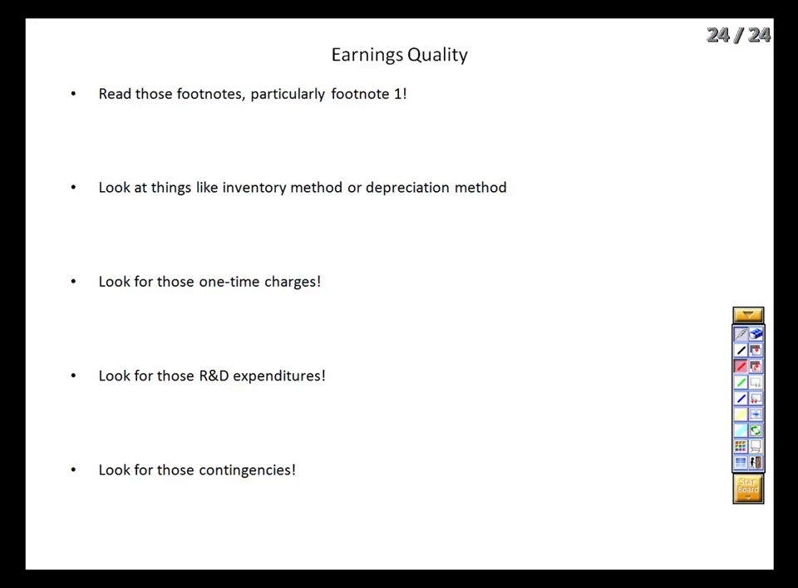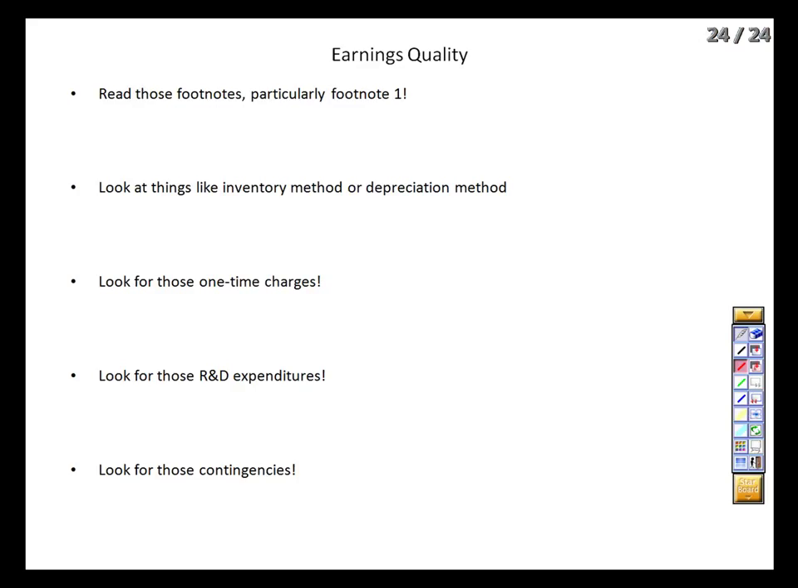Lastly, look for those contingencies. What do you think BP's contingencies section looked like after the Gulf oil spill? And what about Toyota's contingencies section after that faulty acceleration thing on all those cars that they had to recall? And don't forget that the difference between accrual and disclosure is the difference between highly probable and reasonably probable. Make sure that you agree with those estimates that they put out there.